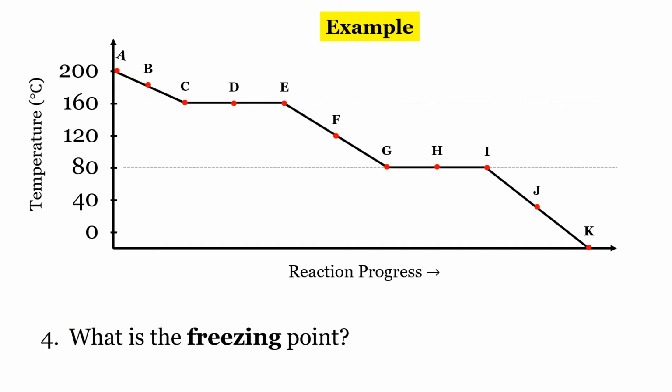What is the freezing point? Remember, the freezing point is the point at which we're going from liquid to solid. So in the previous question, we identified that we were a liquid from E to G. So the freezing point is going to be the point that we are going from liquid to a solid. So the freezing point is going to be this entire part right here, right? And that matches up with 80 degrees.